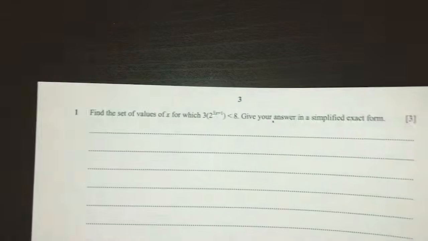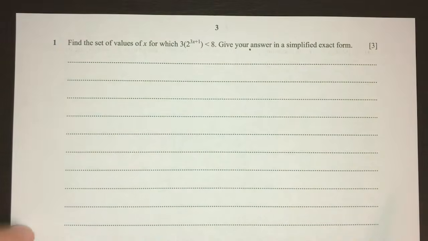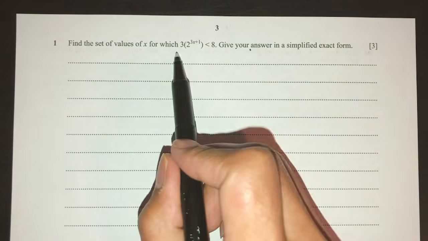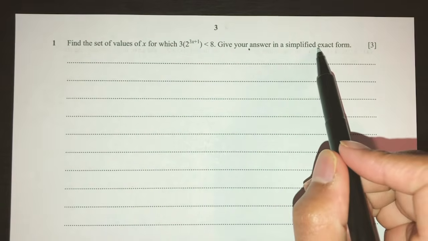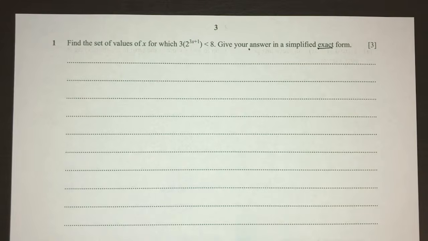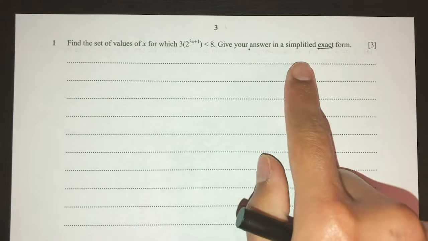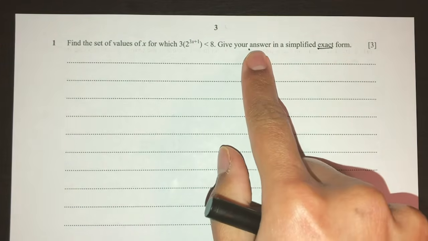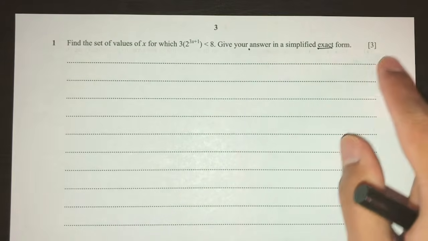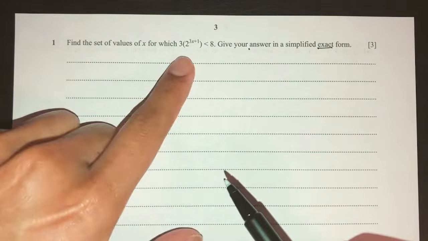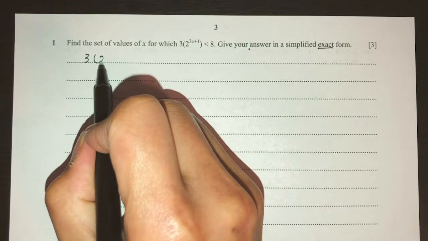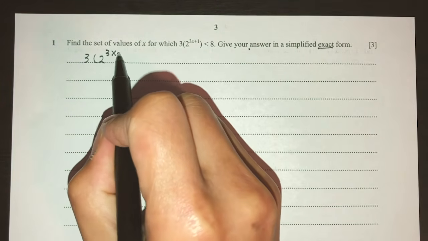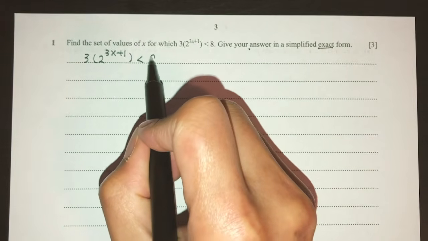So here we have to find the set of values of x for which this equation is true, and then give your answer in a simplified exact form. So tip number 1 is, when you read your question, know exactly what it is asking you for your answer. This is important for your full marks. So one by one, let's first solve this equation. So we have 3 times 2 power 3x plus 1 less than 8.